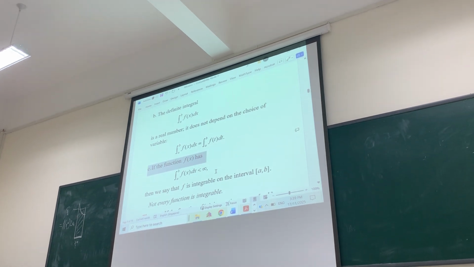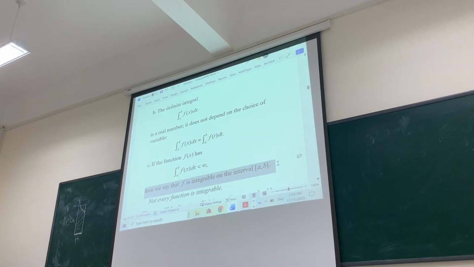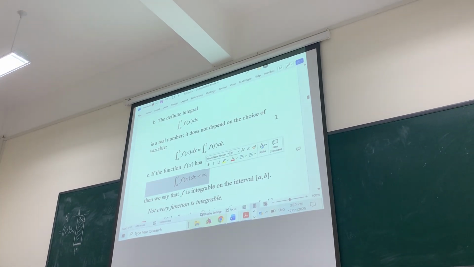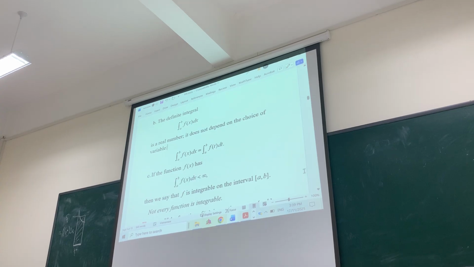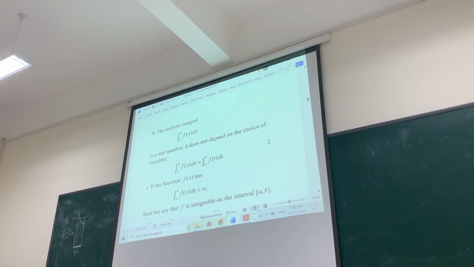To continue, the function f is said to be integrable on the interval [a, b] if we have an interval here of finite length. The function f is said to be integrable on the interval [a, b].